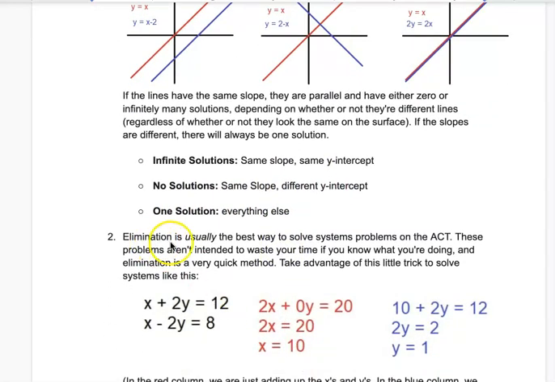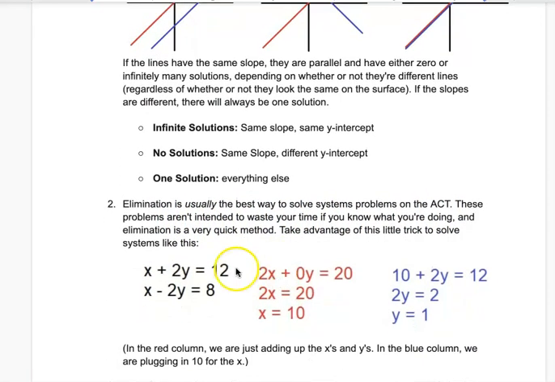Next, elimination is usually the best way to solve systems problems on the ACT. They're pretty straightforward, and if you have a basic system of equations problem like we'll look at, then elimination is usually the best method. So let's look at this one: x plus 2y equals 12, x minus 2y equals 8.